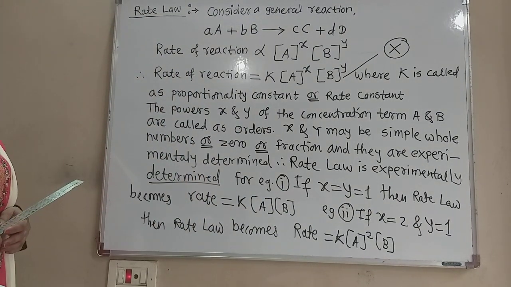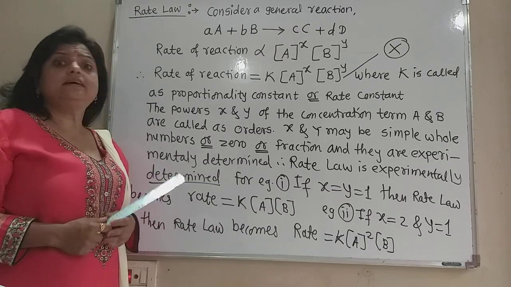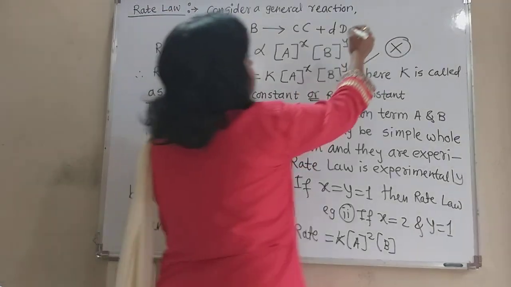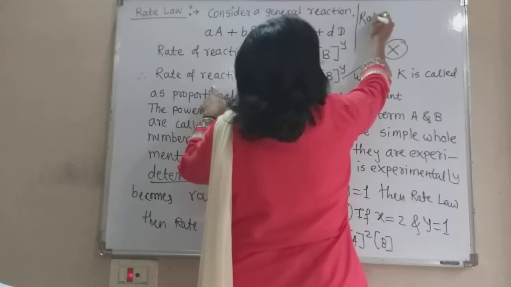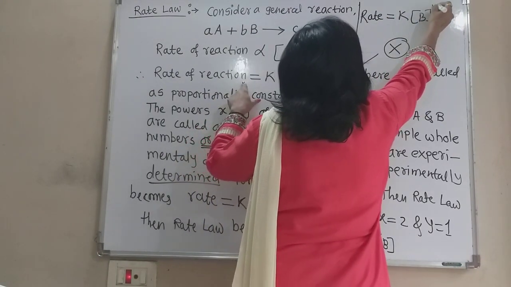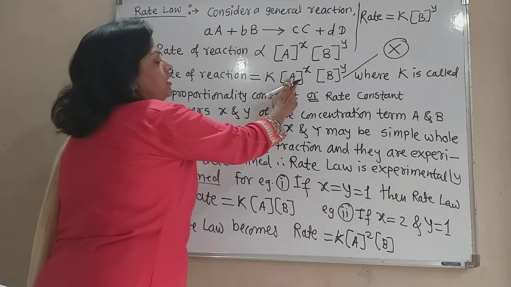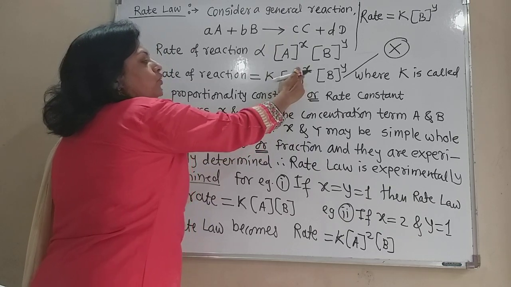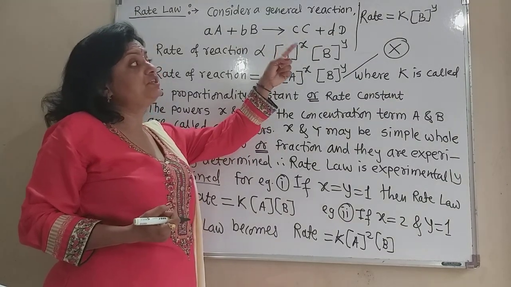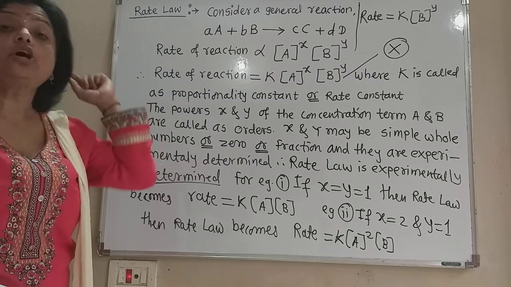If x is equal to 0, what is the rate law then? Suppose x is equal to 0. Then rate is equal to only k into concentration of B raised to y, because the concentration of A is raised to the power 0, x equal to 0, and that becomes 1. Therefore the rate law becomes rate is equal to k into concentration of B raised to y. In this way, the rate law changes.